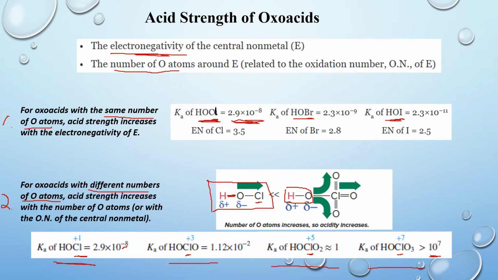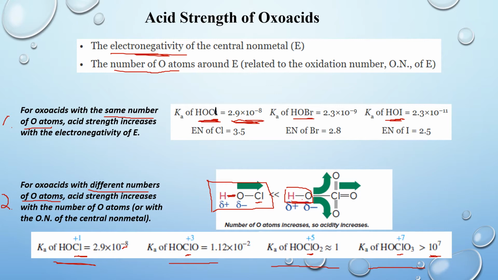So if you have more oxygen around this nonmetal, that means it's going to be more polar. So more electrons are going to be pulled away from the hydrogen, from the oxygen that is bonded to the hydrogen. So more oxygen will make this OH bond weaker, so the hydrogen is easier to donate. So the strength of the acid will be stronger.